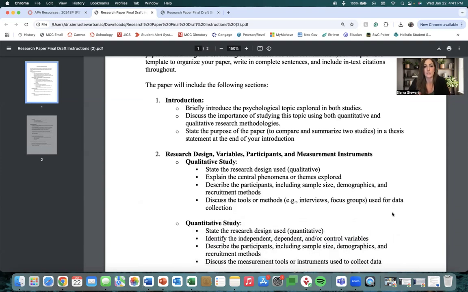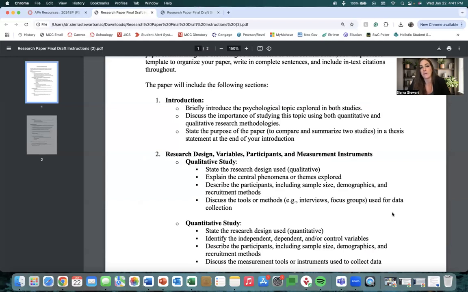So one is going to have an introduction where you're going to describe and introduce the psychological topic that you're exploring in both studies. So whatever that is, go ahead and list that there. You're going to discuss the importance of studying the topic and why it's important to use both a qualitative and quantitative study to do that. And then you're going to state the purpose of your paper, basically to compare and summarize your two studies, which is also called a thesis statement.